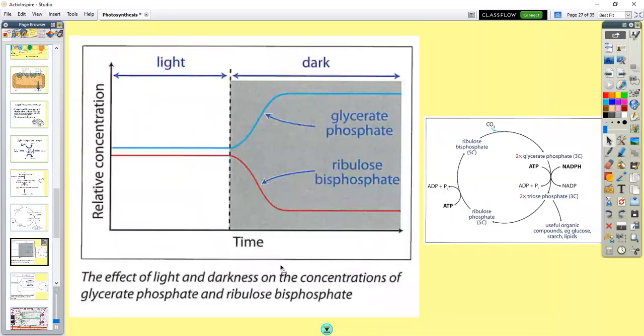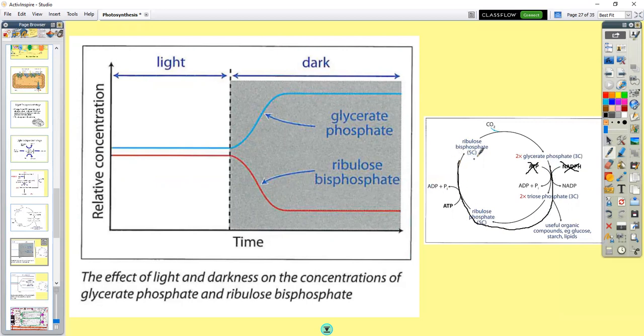Okay. Some of the graphs that they use, you can see here, this is during light and darkness. The concentrations of glycerate phosphate and RuBP are relatively constant when there is enough light. When it starts to get dark, you can see this increase in leveling off of glycerate phosphate, decrease in leveling off of ribulose bisphosphate. So if you think about it, if it's dark, then the light dependent stage doesn't occur, which means we don't get ATP produced and we don't get reduced NADP produced, which means that this part of the reaction here cannot go on.